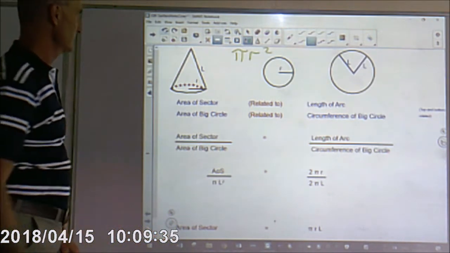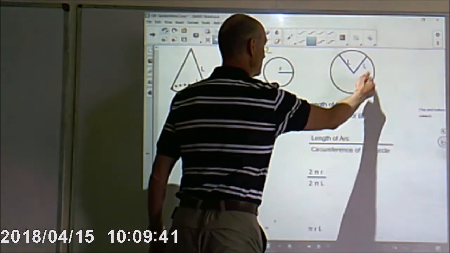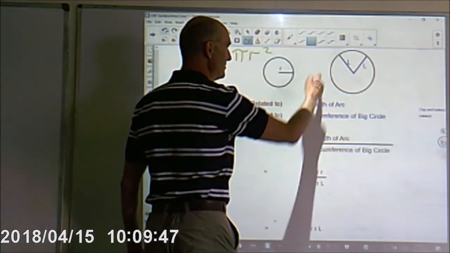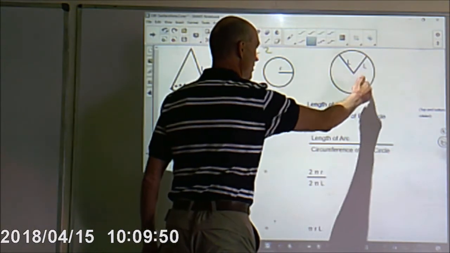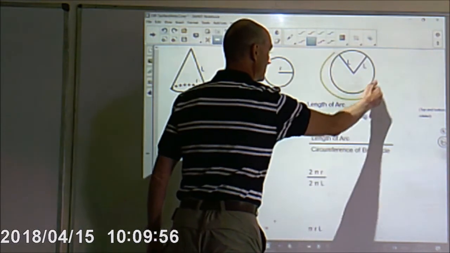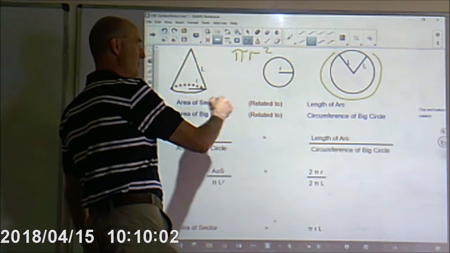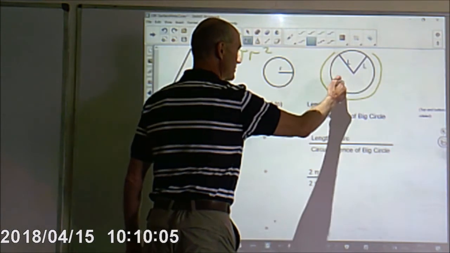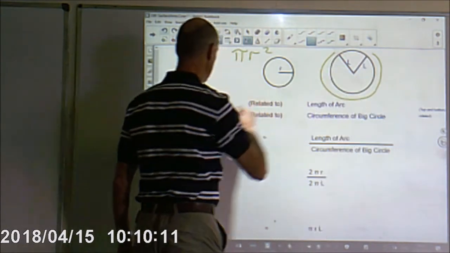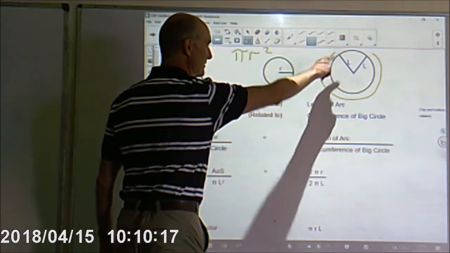Now, if we look at the area of that sector, what's it related to? The area of that sector is going to depend on the length of this arc. So the longer this arc is, the longer that arc is for the sector, the greater the area of the whole sector is going to be. If we had a small arc, it's going to be a small area. If we have a big arc, nearly the whole circle, it would be a large area. So they're related. The area of the sector is related to the length of the arc.